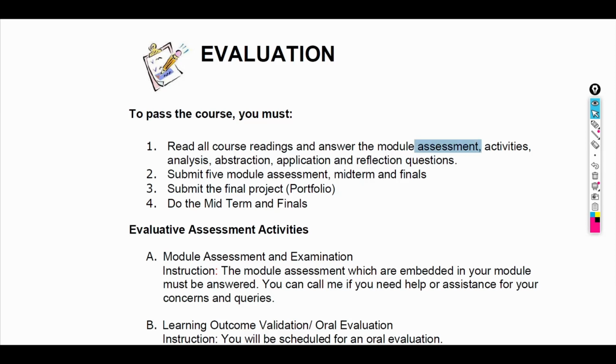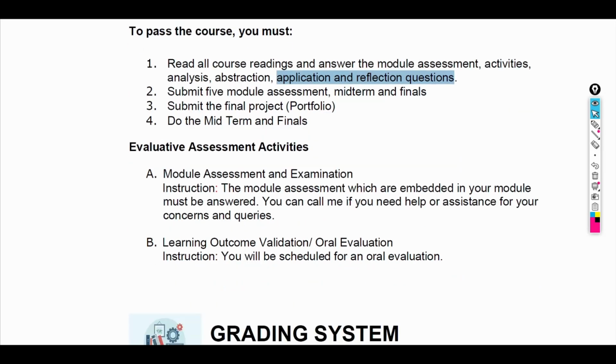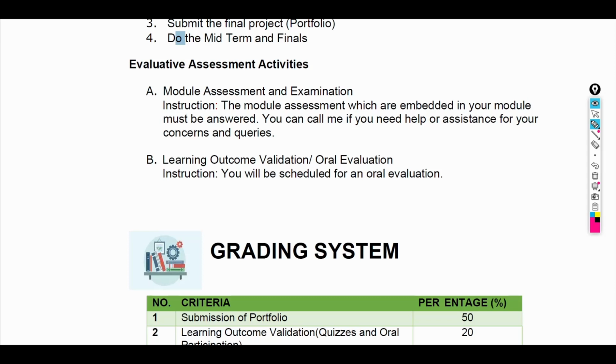The assessment activities are analysis, abstraction, application, and reflection. Those are in the embedded module, which you are required to answer. You can call me if you need help or assistance for your concerns and queries.